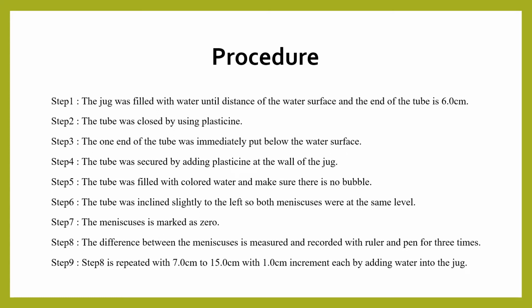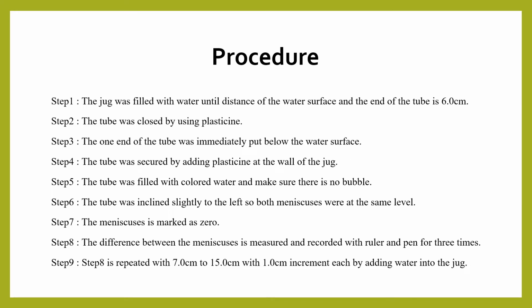Step 3. One end of the tube was immediately put below the water surface. Step 4. The tube was secured by adding plasticine at the wall of the jug. Step 5. The tube was filled with colored water, making sure there is no bubble. Step 6. The tube was inclined slightly to the left so both meniscus were at the same level. Step 7. The meniscus is marked as 0.